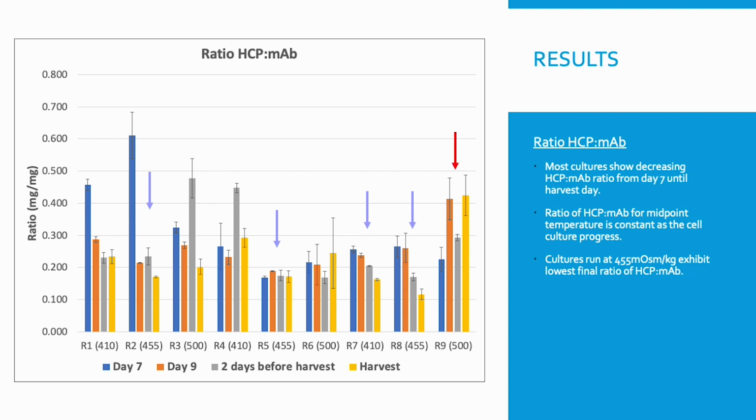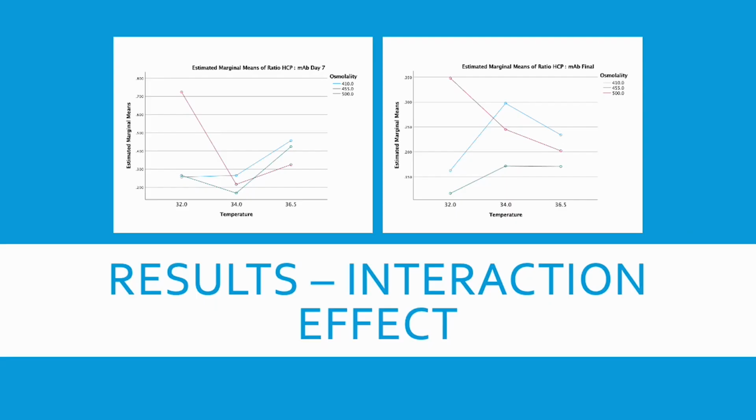The R9 cultures seem a bit odd, with a high ratio on day 9, then this ratio decreases and increases again on harvest day. The ratio is high on day 9 because the antibody titer was quite low on this day, and it started to increase the day after and became constant close to the harvest day. These are the statistical results that show there is an interaction effect between temperature and osmolality on the ratio of whole cell protein to mAb on day 7 and on the harvest day.